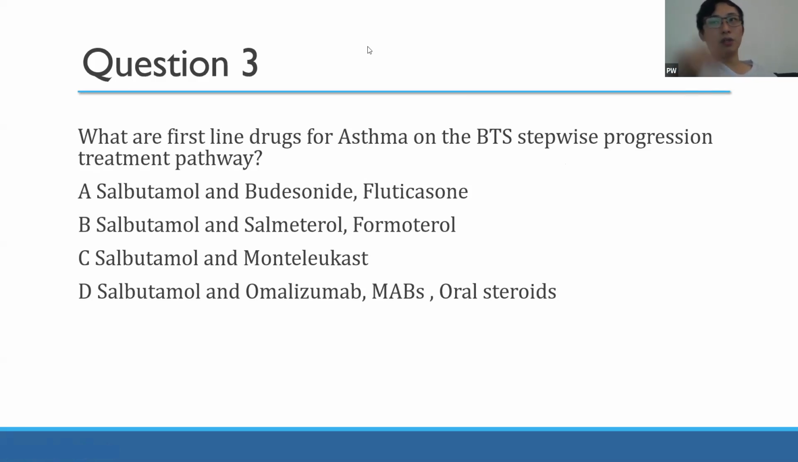So I've launched the poll. Give it a go, guys. Another 5 seconds. So 5, 4, 3, 2, 1. Yeah, pretty definitive. It's your salbutamol and your inhaled corticosteroids, budesonide, fluticasone. Line 1. Line 2, you add on the third line and the fourth line.